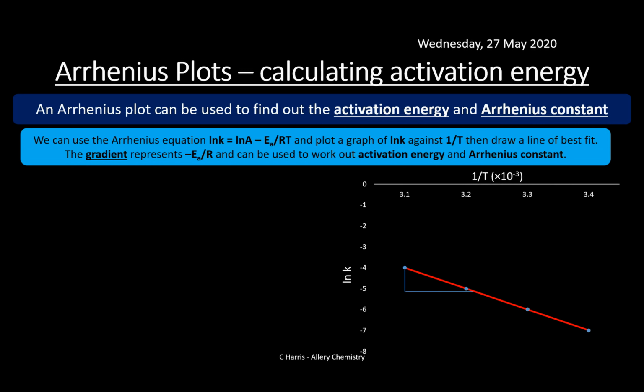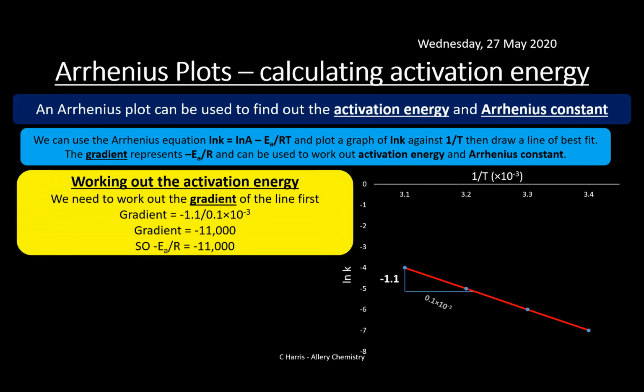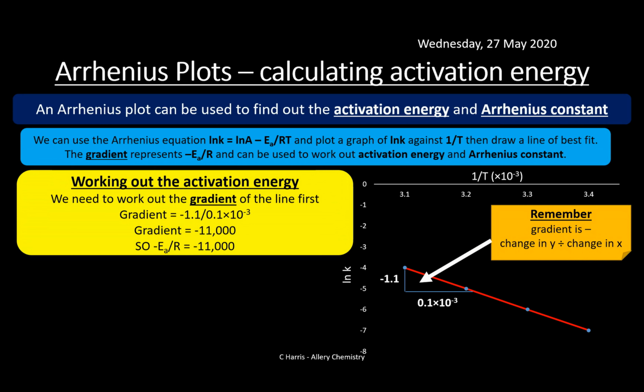So here's our example graph, and they might give you a graph like this in the exam. We've got 1 over T and ln k on the axes, and we've got our line there. Remember, your gradient is change in y over change in x. That's how we work out our gradient, so we're going to work out the activation energy here.